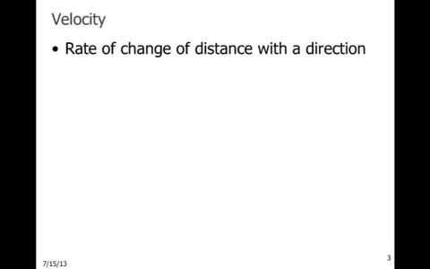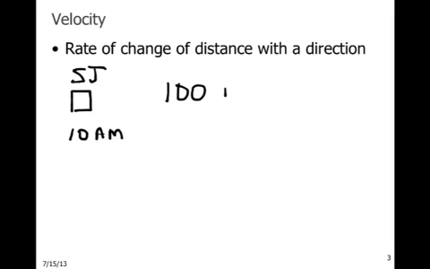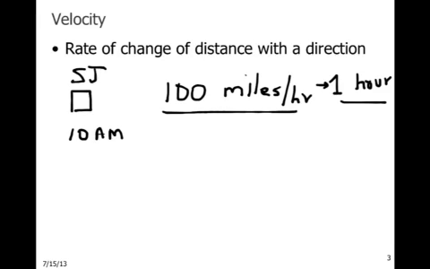If I told you that I am at San Jose at 10 o'clock in the morning and I travel 100 miles per hour for 1 hour, without telling you which direction I am traveling in, you are not going to be able to tell me where I will be at 11 a.m. But instead, if I said I am traveling at 100 miles per hour for 1 hour and I am driving south, then you will be able to make a prediction as to where I will be at 11 a.m.